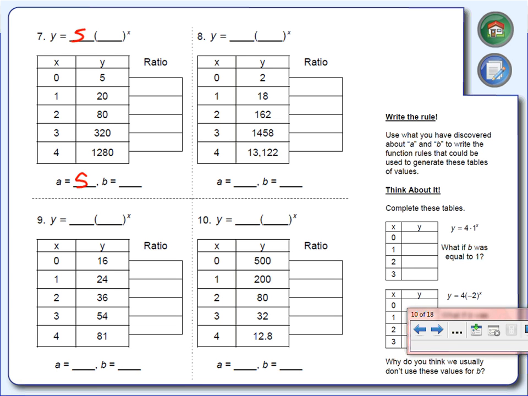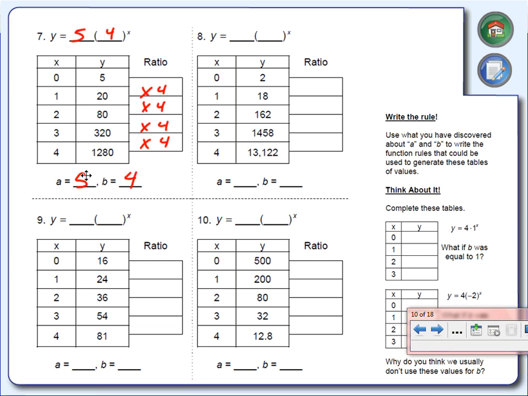What did we say B was? It's the ratio. It's what we're multiplying by. So, over here, can you tell what we're multiplying by? 4. Notice what we're doing over here is we're multiplying by 4, which means our B, our ratio, is a 4. So what are we going to end up with for the equation? Y equals 5 times 4 to the x power.